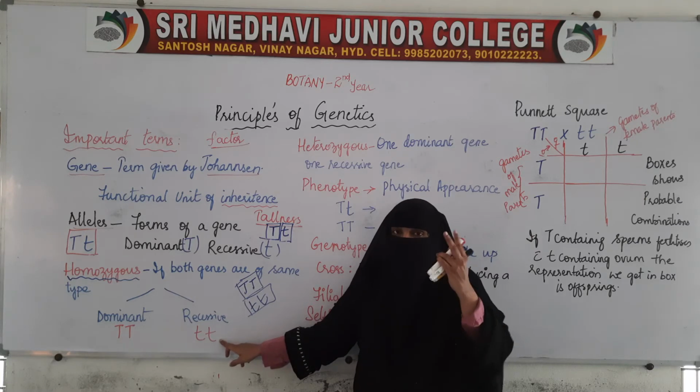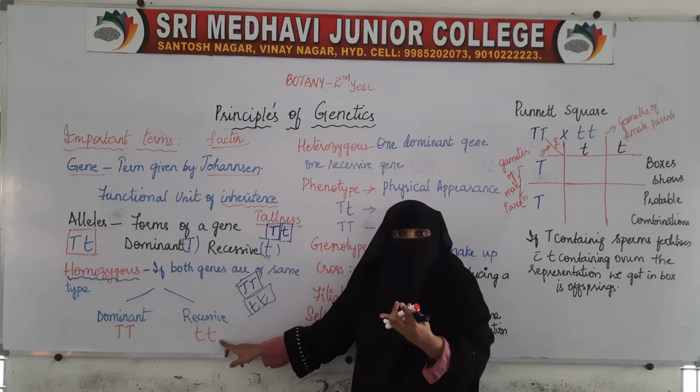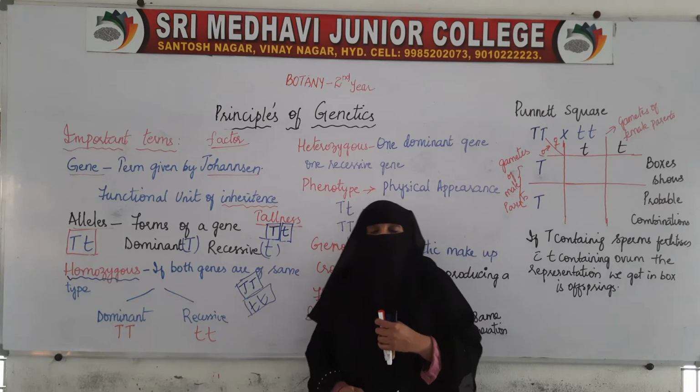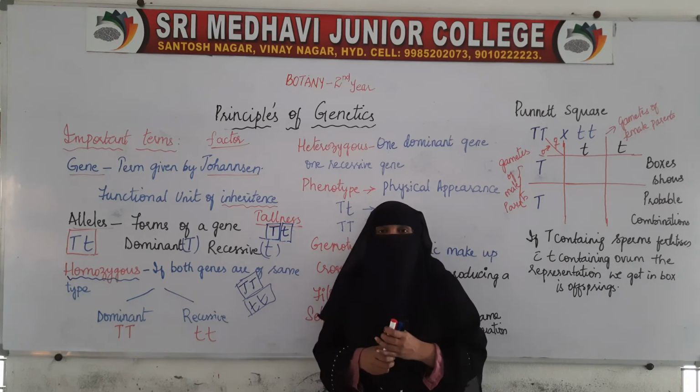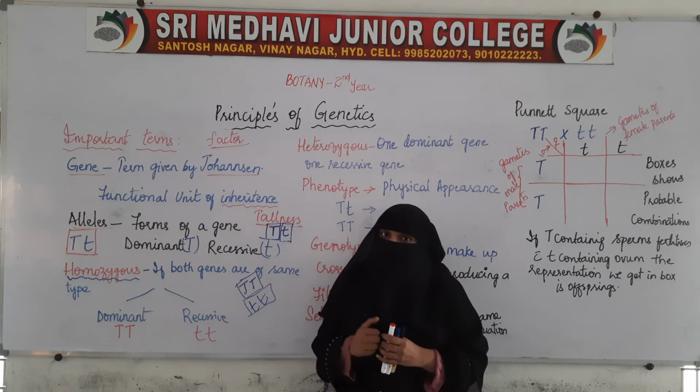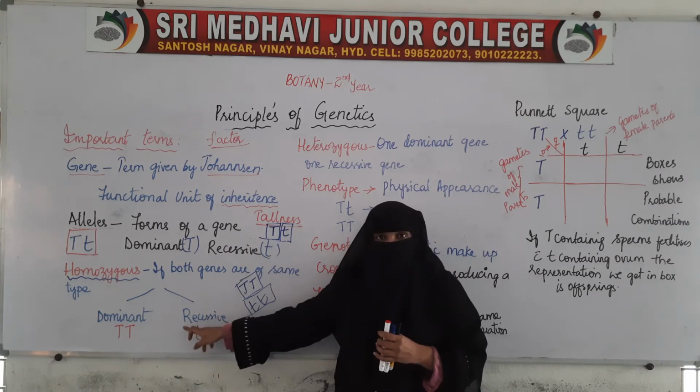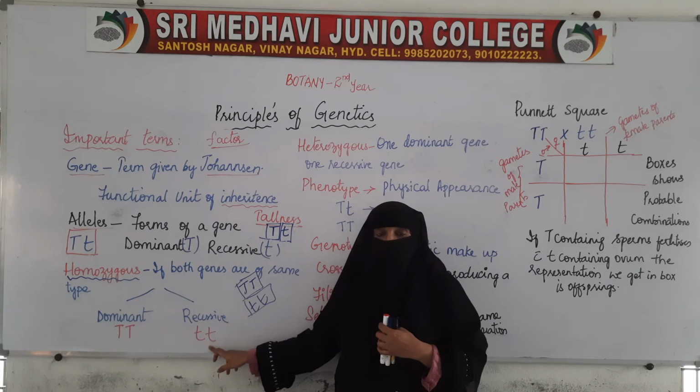So homozygous, two types will be there. It can be both capital T or both small t. If both of them are capital T, then it is dominant homozygous. If both of them are small t, then it is recessive homozygous.